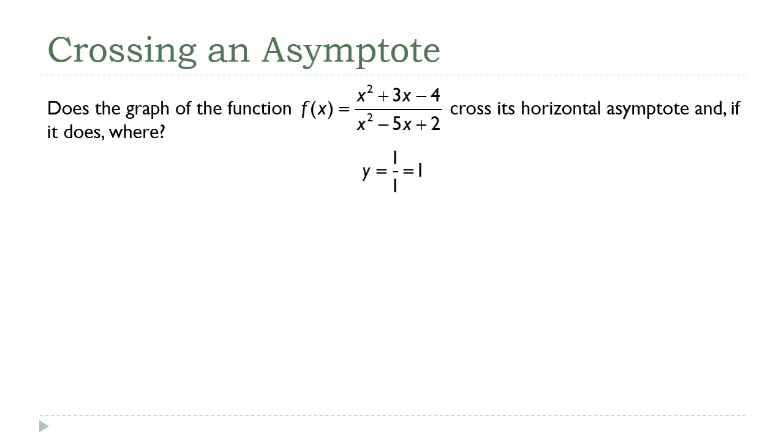Phrasing this in terms of the function, what I'm asking is, is there an x value such that f of x is equal to 1, or y is equal to 1? So to answer that question, I'm just going to replace the f of x with a 1. Right? We get this equation, x squared plus 3x minus 4 over x squared minus 5x plus 2 equals 1. And now I need to solve this. And one of two things is going to happen. Either I'm going to get a solution, in which case the answer is yes, or it's going to turn out this equation does not have a solution, and then the answer is no.